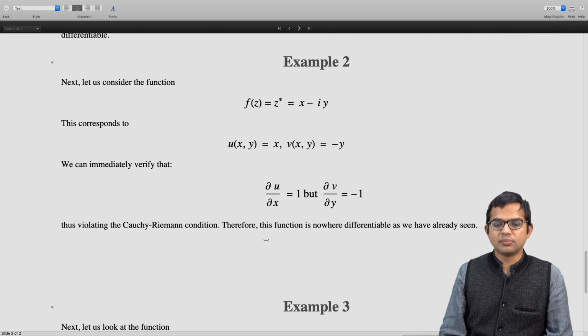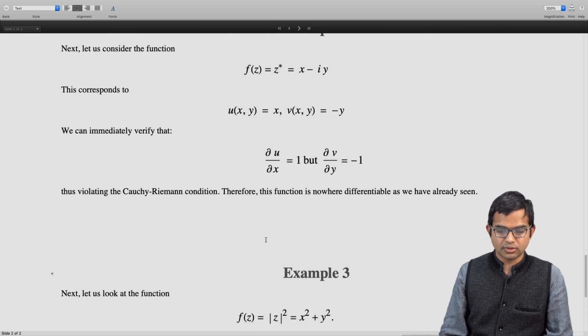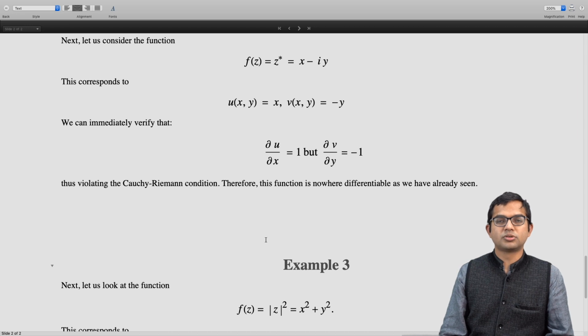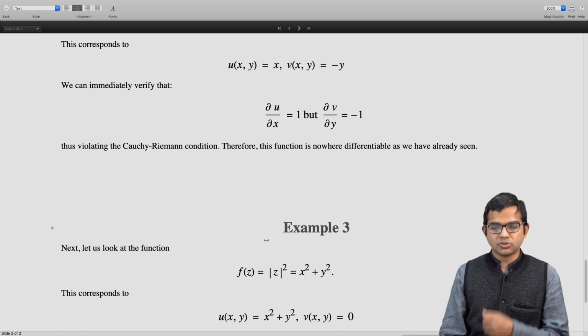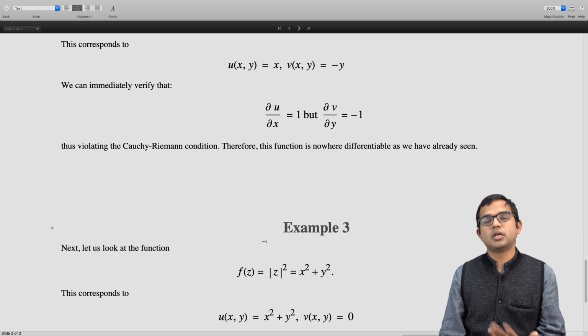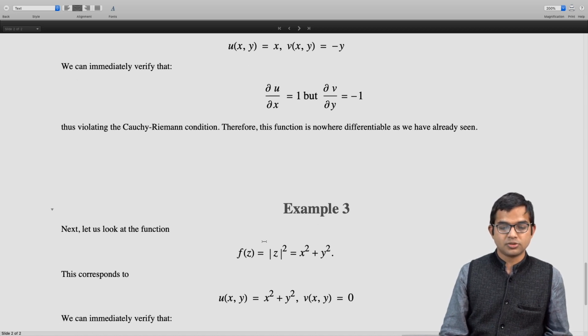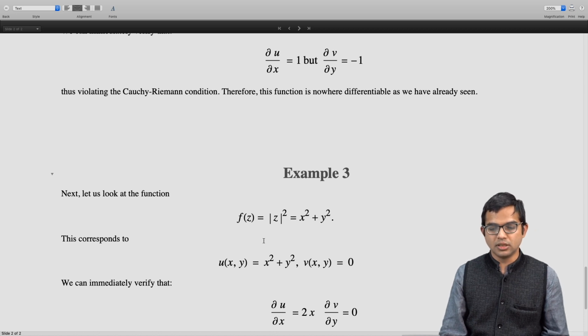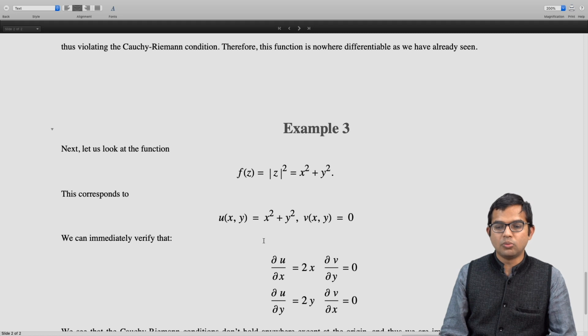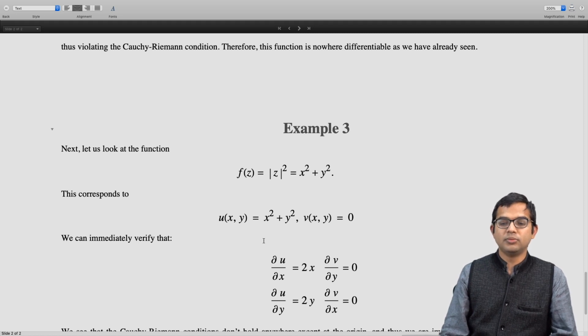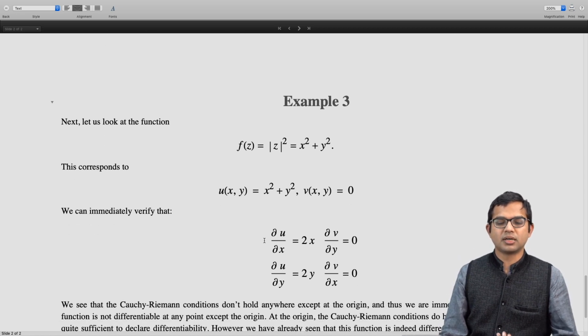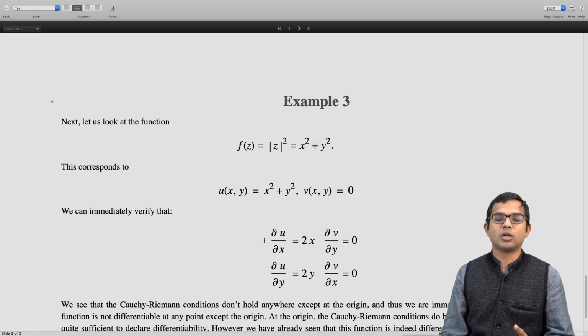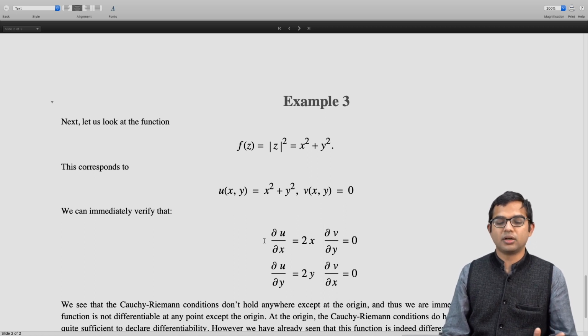Let's look at one more example where we had difficulties when we were trying to take the derivative, which is the mod of z squared, which is just x² + y². This corresponds to u(x, y) equal to x² + y², and the imaginary part is 0. Immediately we can see that ∂u/∂x is 2x and ∂v/∂y is 0. ∂u/∂y is 2y and ∂v/∂x is 0 because v itself is 0. So we see that the Cauchy-Riemann conditions don't seem to hold except at one point, and that is when x = y = 0, which is the origin.